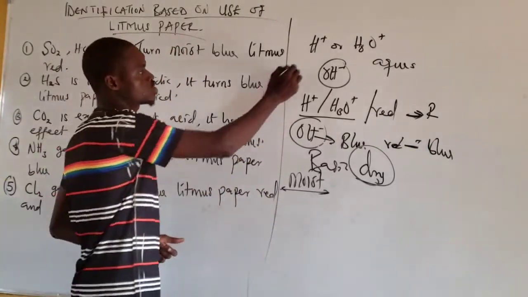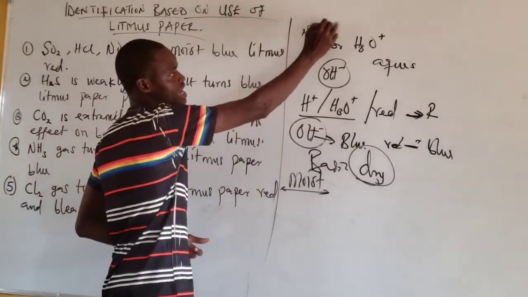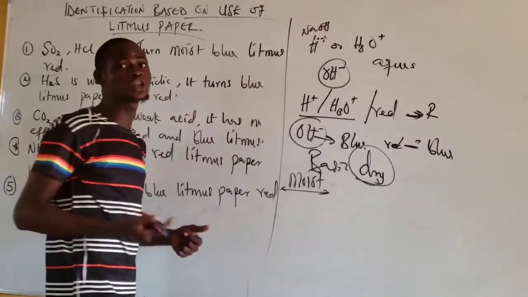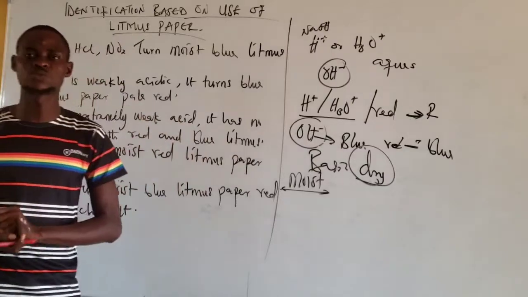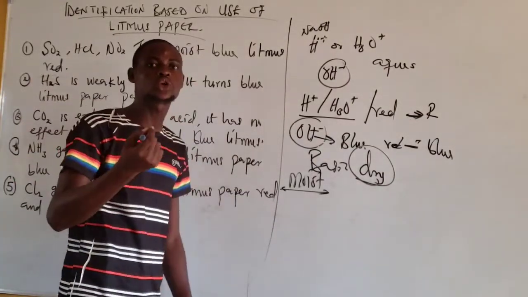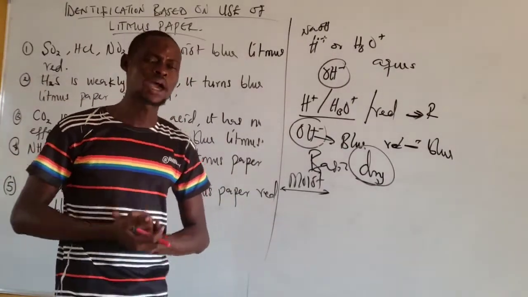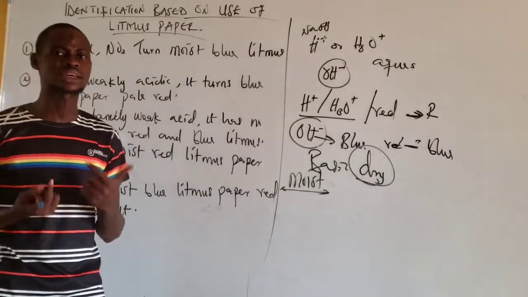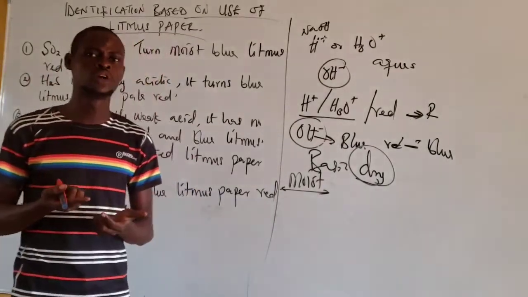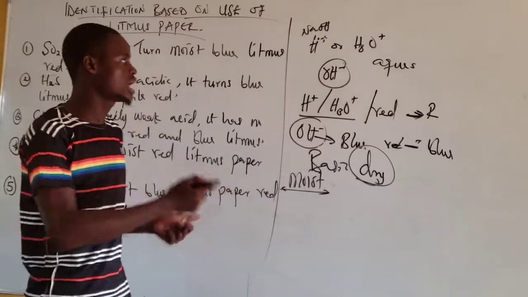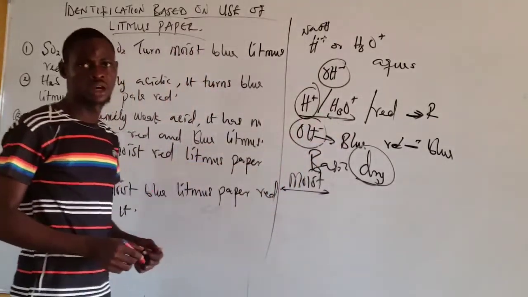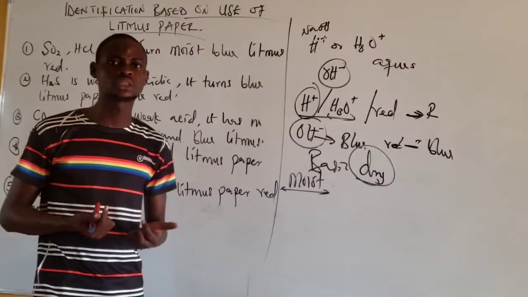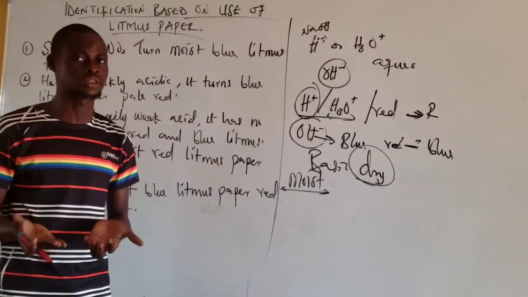For example, an aqueous solution of sodium hydroxide or sodium chloride can be tested using a dry litmus paper, while gases require a moist litmus paper. Why is it like that? It is because gases will only dissolve in water to show the effect of hydrogen ion or hydronium ion. When gases dissolve in water, they tend to become aqueous.